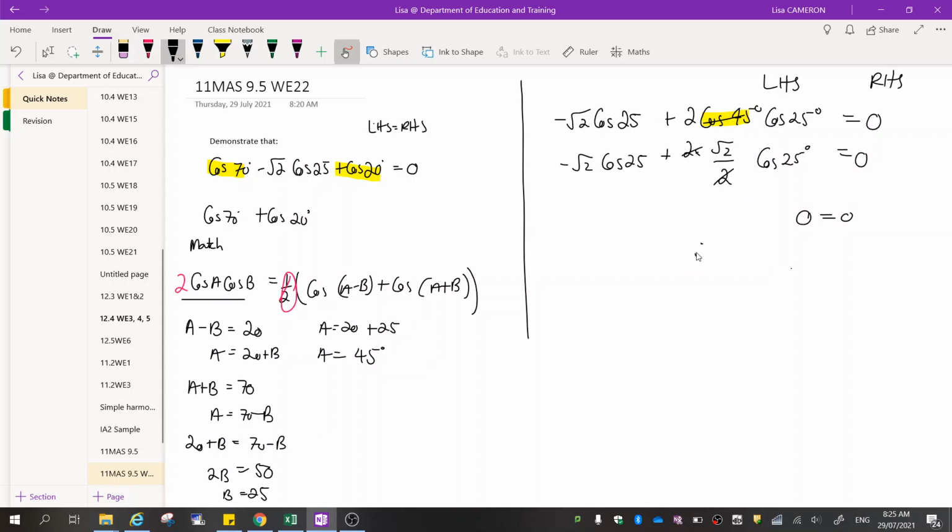Now, because it's asked me to demonstrate, I need to state my findings. So the left-hand side is equal to the right-hand side, therefore true.